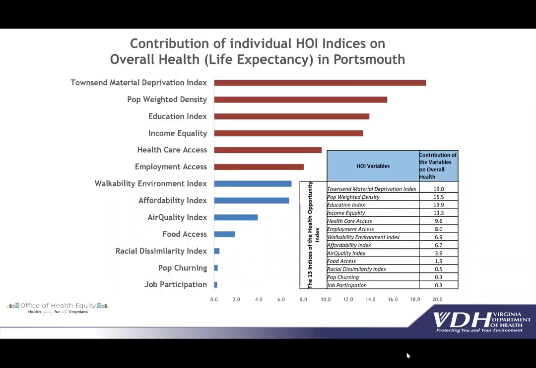Our local health districts, Virginia has 37 local health districts, have used the HOI again to figure out which of the 13 indices are more influential in their area. If you look here, this is Portsmouth as an example. We're able to tell them the top 5 or top 6 indicators that they should focus on so that they can address the disparity in their area.